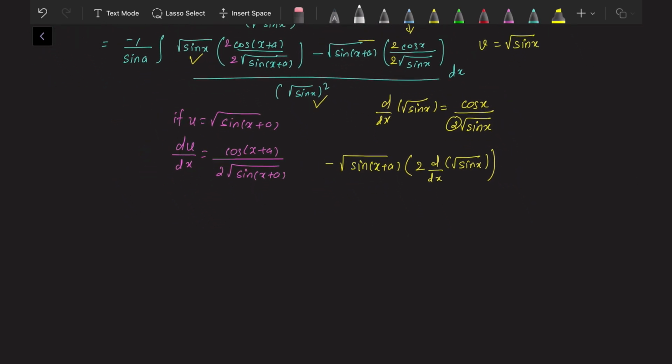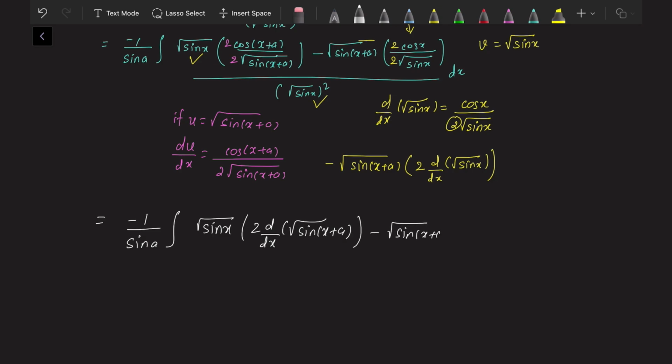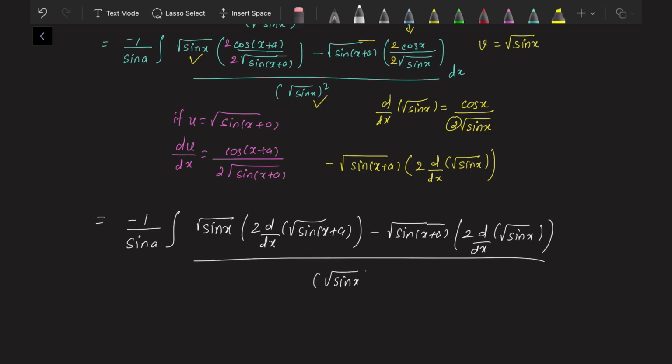So finally what I can say is that the integration has turned out to be negative 1 upon sine a integration of the root sine x as it is, but inside we have 2 times the derivative of root of sine x plus a. Nice. Then minus root sine x plus a as it is, and then inside we have 2 times the derivative of root sine x. Okay, again nice. And finally in the denominator we have root of sine x the whole square dx.